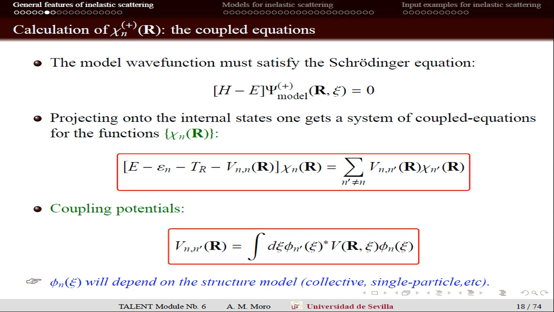So essentially, everything that I will say beyond this point will be related to these coupling potentials in some specific models. All the structure information or our model information is contained in these internal functions, and of course in this V, the interaction, that depends on our model assumption. So our model assumptions are contained here.